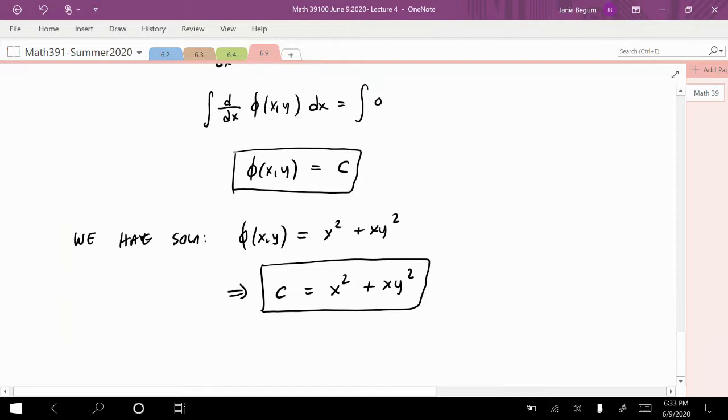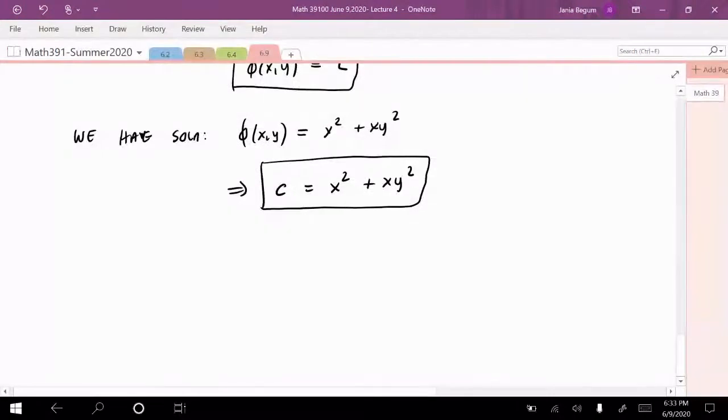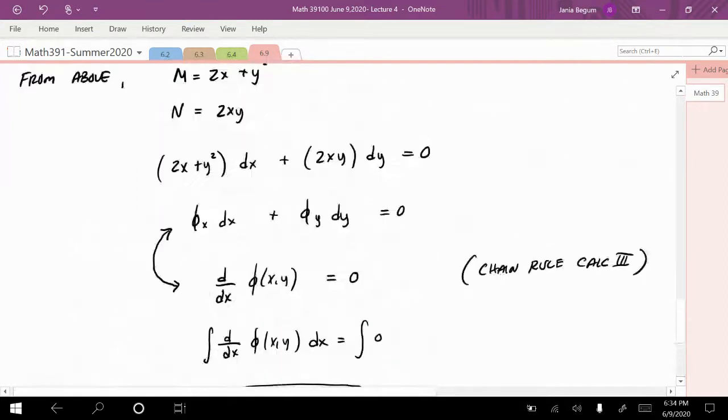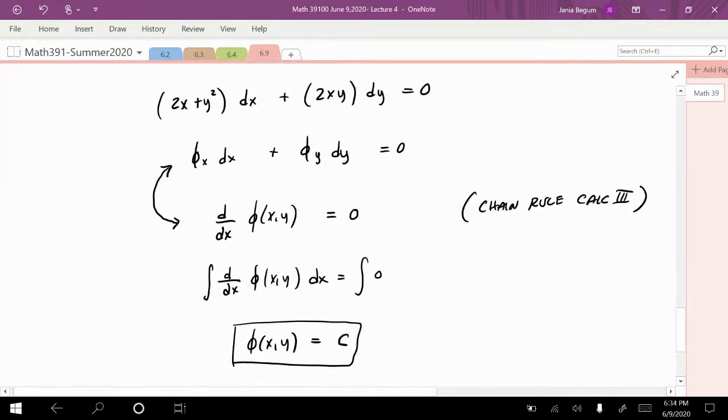But now let's use the method to find this function. So now I'm going to show you what the method is. So here is how we're going to compute phi. Let's compute it by showing steps. I'm going to go back to this differential equation right here. So the method goes as follows.